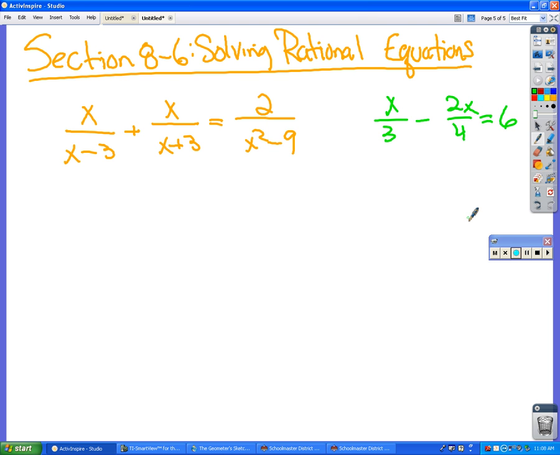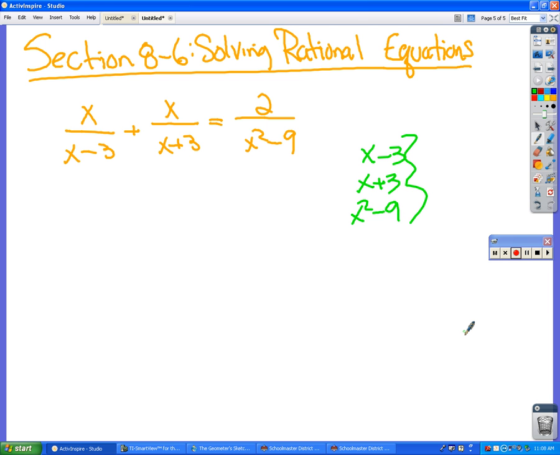Okay, so what we're essentially saying then is, what do x minus 3, x plus 3, and x squared minus 9 all go into evenly? And the way to figure that out, shouldn't come as a surprise, is to start by factoring. What does x squared minus 9 factor into? X minus 3 and x plus 3.